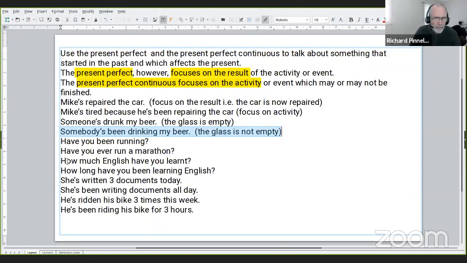Looking at the activity. Have you been running? Asking you about a recent activity. Present perfect continuous. Have you ever run a marathon? Asking about events in your life. Present perfect simple. This one asking you about an activity, a recent activity. This one asking you about events in your life. How much English have you learnt? Asking you about a result. How long have you been learning English? How long have you been learning English, Irma?